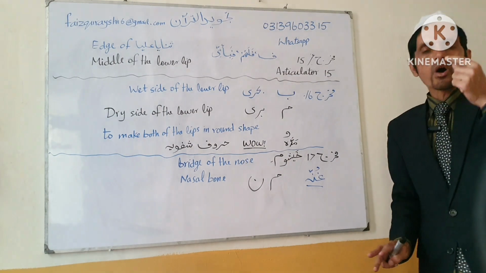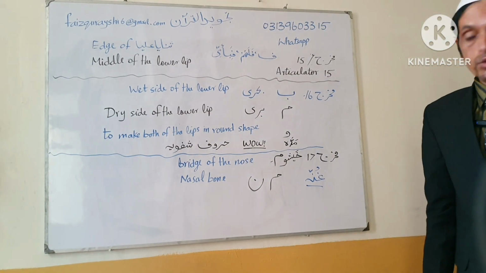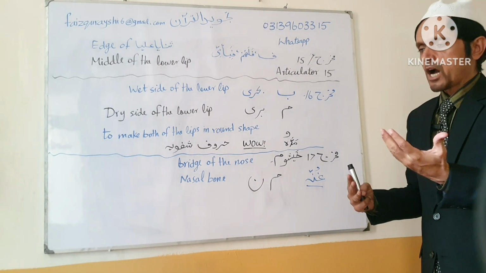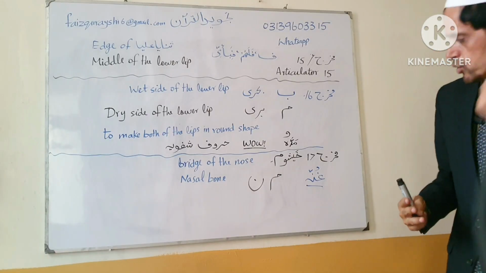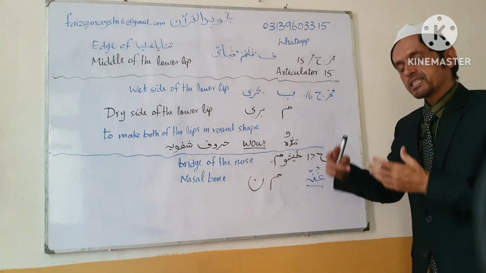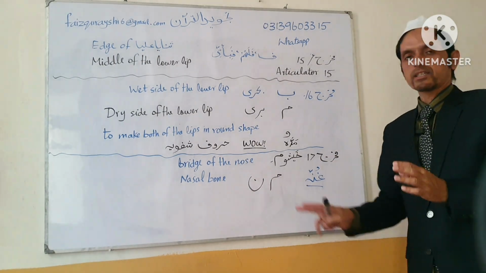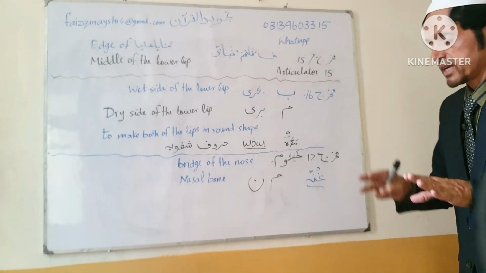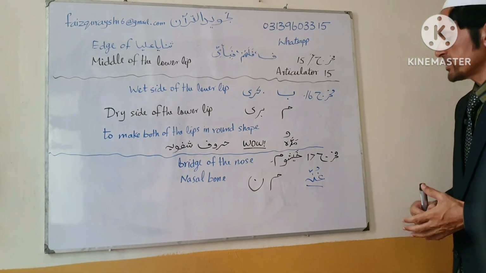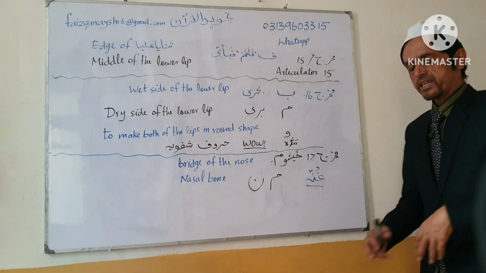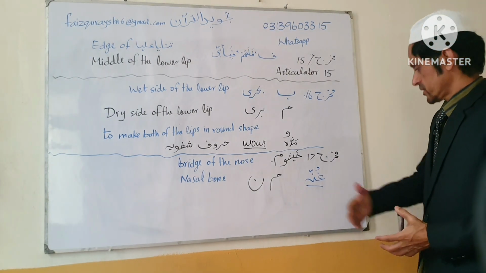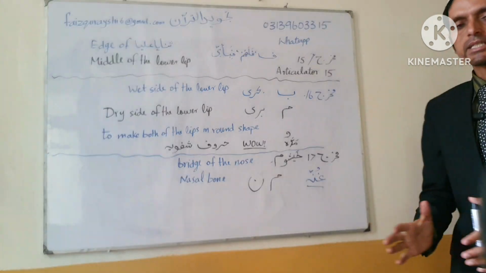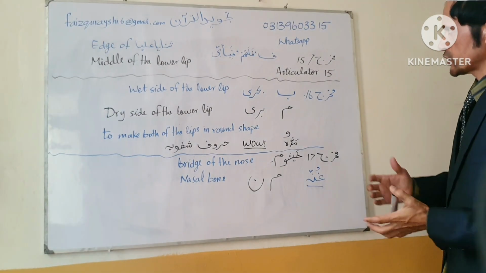So ghunna, or you can say the role of the nose, when we take out sound through our nose, is only in these two letters, and there is no role of ghunna in any other letter of the Arabic language, and this is called ghunna, and then it will be discussed later. So these were all 17 makharij I taught to you.